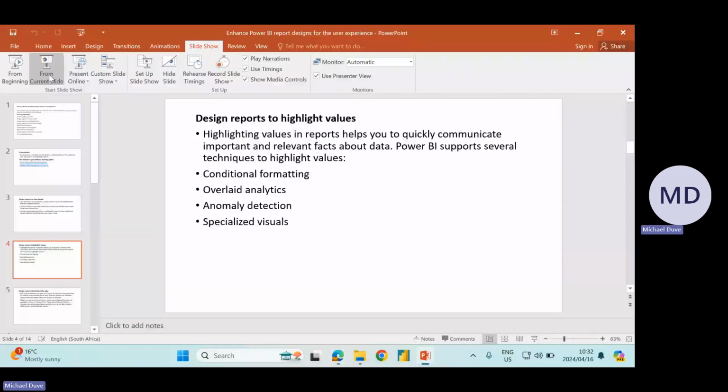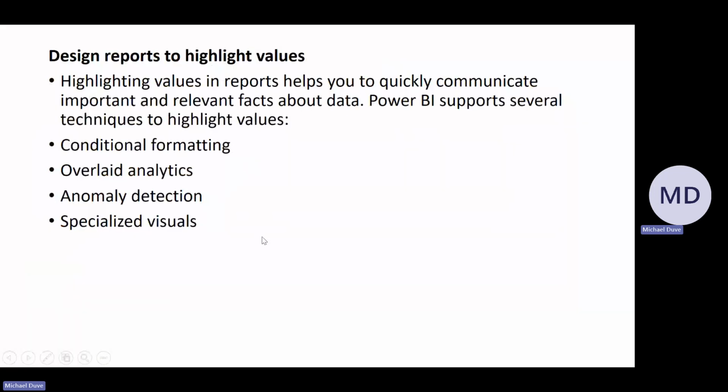All right, so when you're highlighting values, that is, so design reports to highlight values, that is highlighting values in reports, helps you to quickly communicate important and relevant facts about data. Power BI supports several techniques to highlight values, that is conditional formatting. So the first one is conditional formatting, right? That is, conditional formatting allows you to dynamically change the appearance of your visuals based on specific rules, right? Then you can highlight values by changing the font color, background color, or font style based on conditions you define, right? For example, you can use conditional formatting to highlight sales figures that exceed a certain threshold, right, in a different color to draw attention to them.